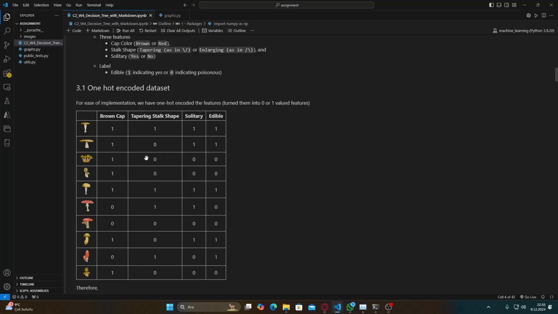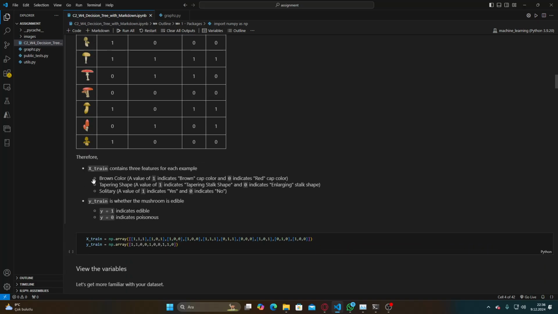If it is a brown cap, the tapering stalk shape is 1, solidity 1, and it's edible, like 1, 1, 1, 1. And if it's a brown cap, tapering shape is 0, solidity 1, and edible is 1. So with this information, if it is a brown cap and solidity 1, we can say it's edible. If it is a brown cap and tapering shape is 0, and the solidity is 0, then edible is 0. But we can do it like this one.